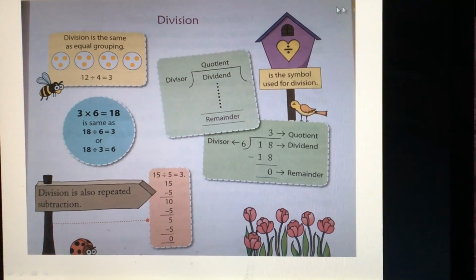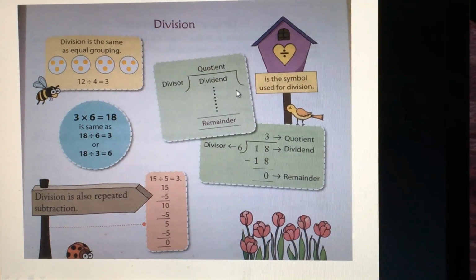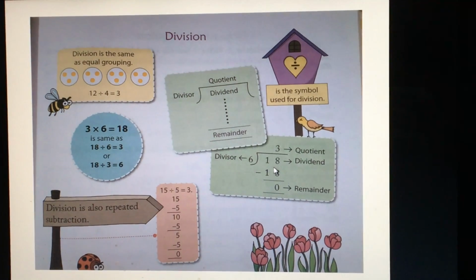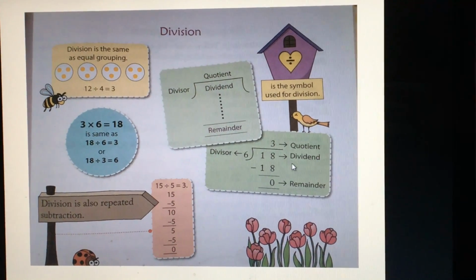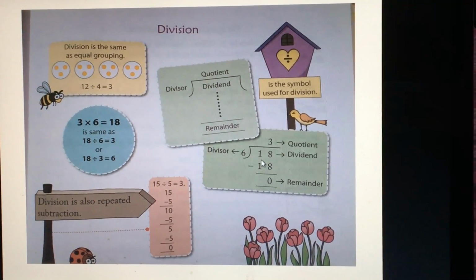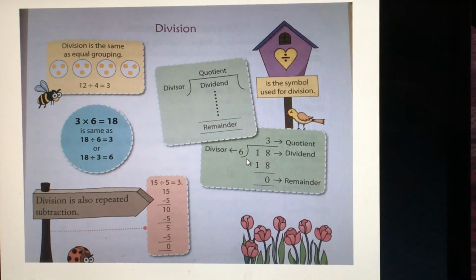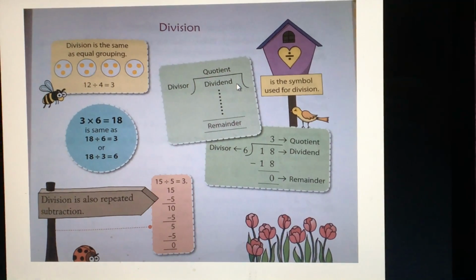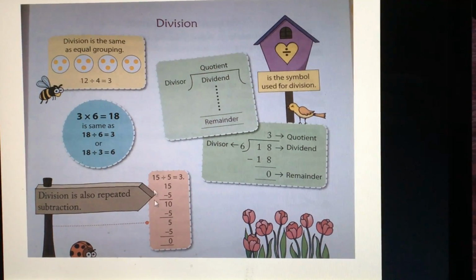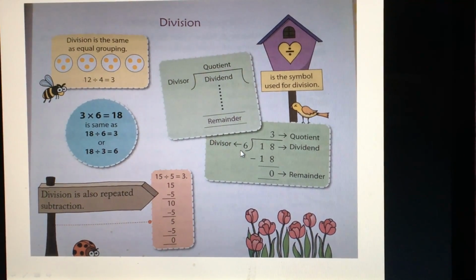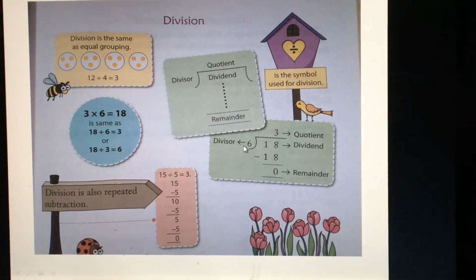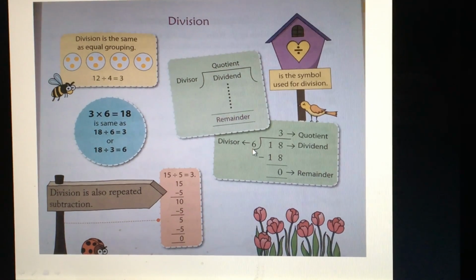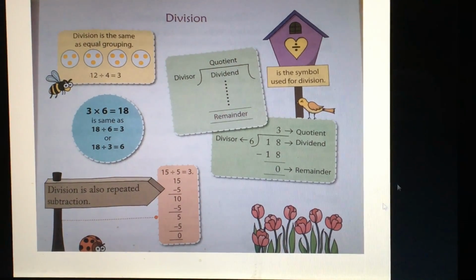Now when we divide a number, we follow the long division method. That is, the number to be divided, which is known as the dividend, we put in the division symbol. This is the division symbol. Inside this we put the dividend. The number by which we divide is called the divisor. So in this example, 6 is the divisor. So we have to divide 18 by 6.